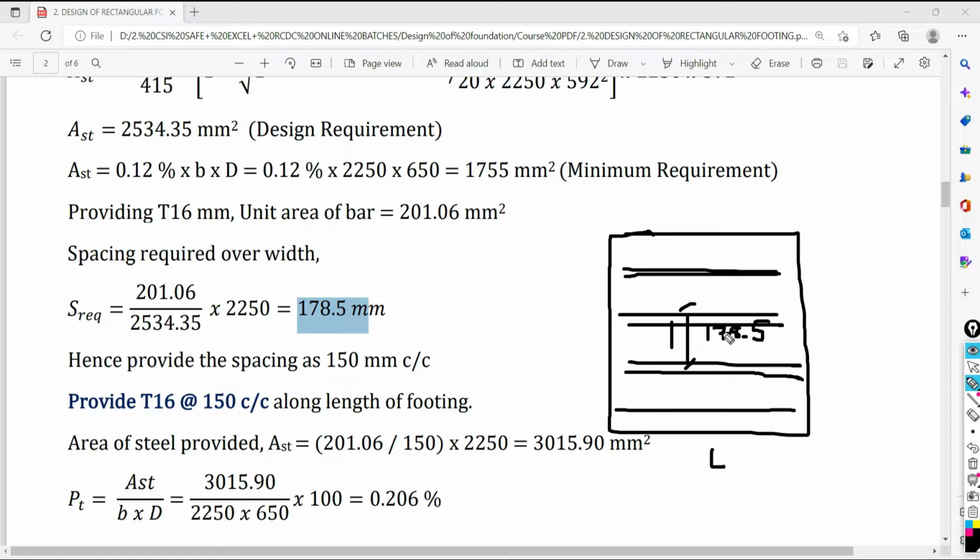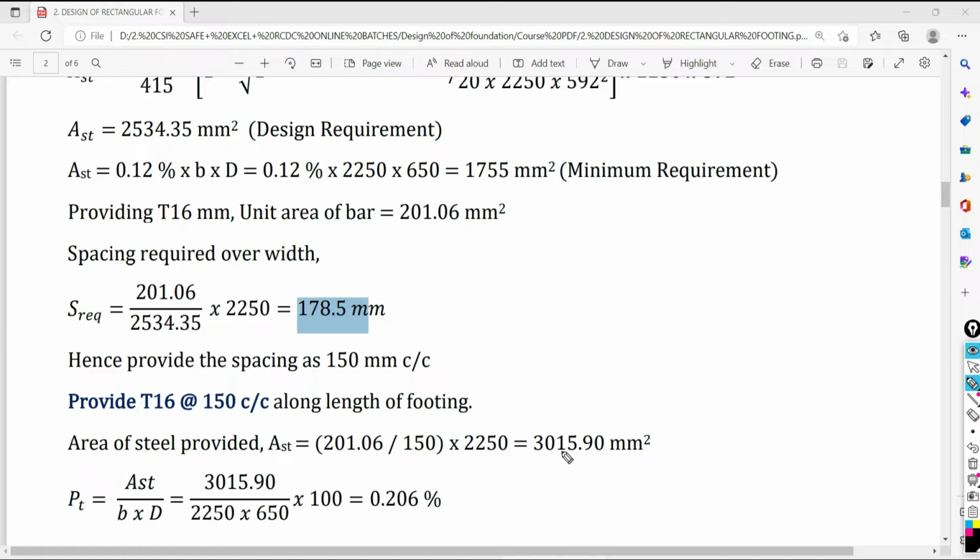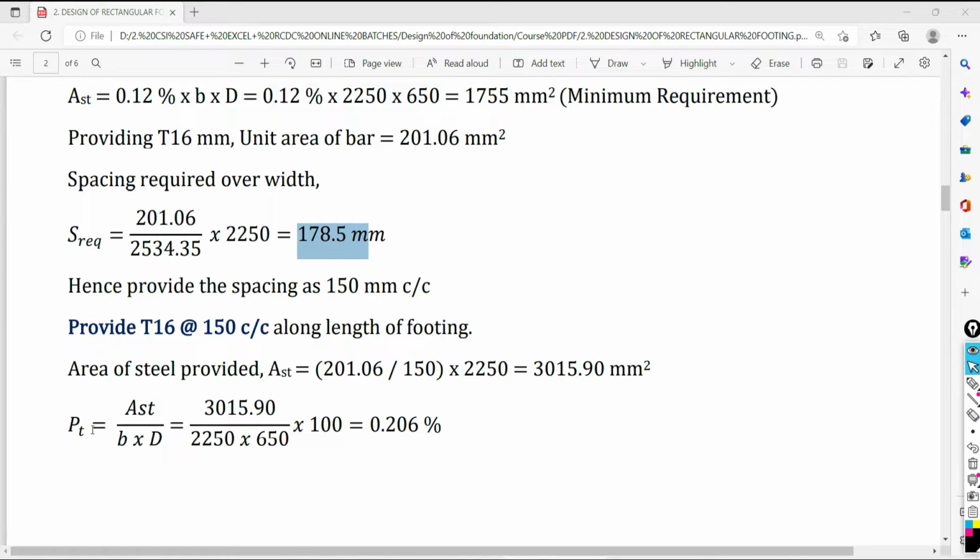Are you getting? If I reduce this spacing, that's why we need to find out again what finally reinforcement is provided in your foundation along the length. So 3015.9 mm square is the provided reinforcement. Now finally the percentage of reinforcement is going to become PT equals AST divided by B into D, that is AST finally provided divided by final section size, width multiplied by depth. You are getting the finally provided percentage of reinforcement as 0.206% in your foundation along the length of the footing.